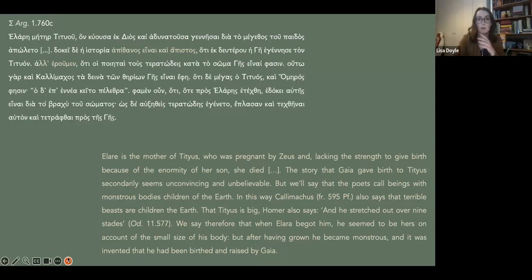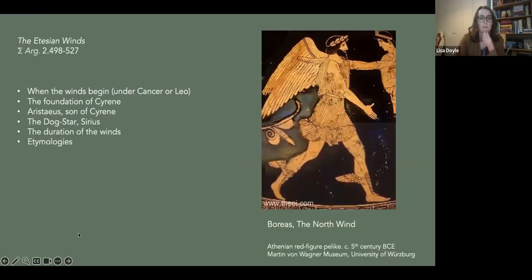The final example, and this will include an image of the manuscript just to show you what this looks like. What I'm going to finish with is actually quite a long discussion. Again, when I show you the manuscript in just a moment, it's remarkable how much space it takes up on what is called the Etesian winds. So this occurs in book 2 of the poem, book 2 of 4.